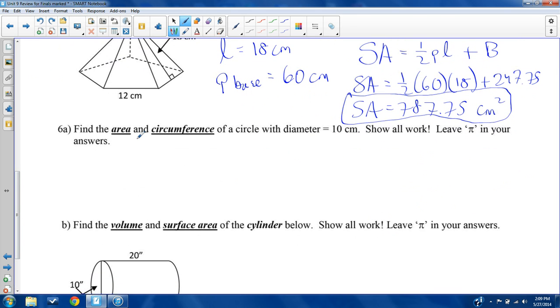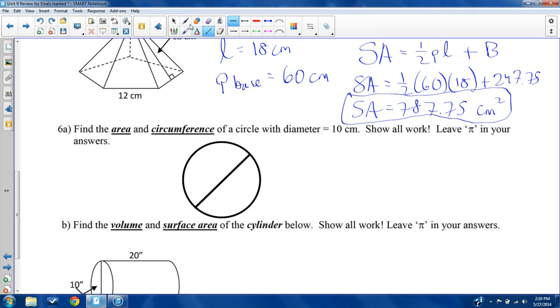Okay, find the area and circumference of a circle with diameter of 10. Show work, leave pi in your answer. So if you don't know what it's asking, try and draw it out. I got a circle. It's got a diameter. Its diameter is 10 centimeters long.